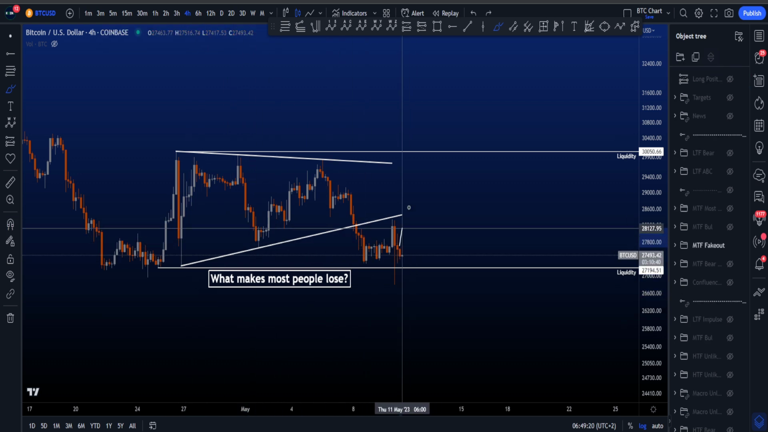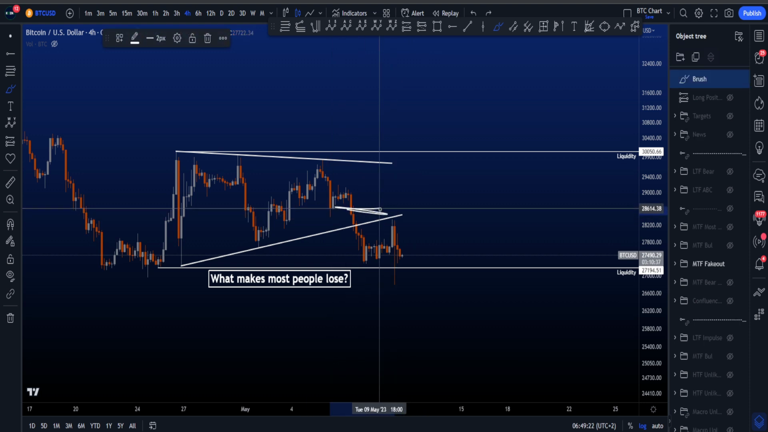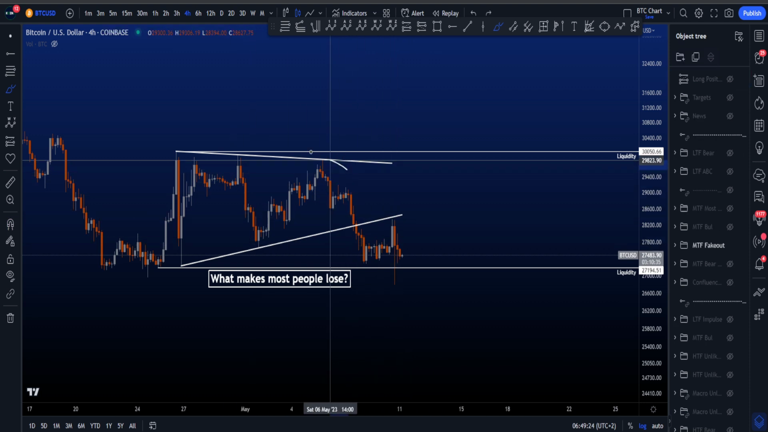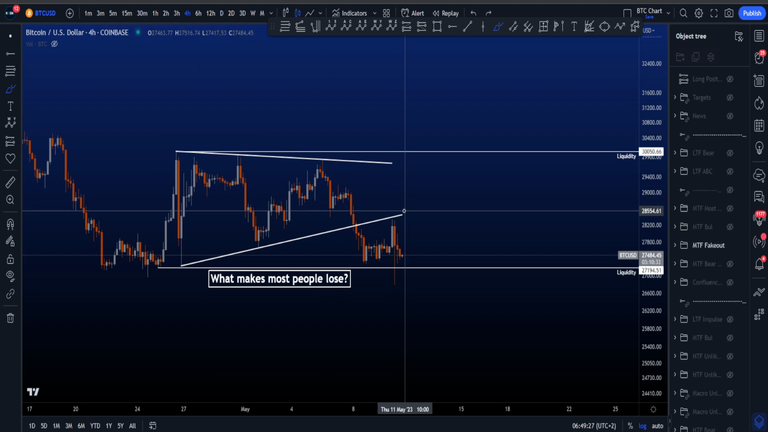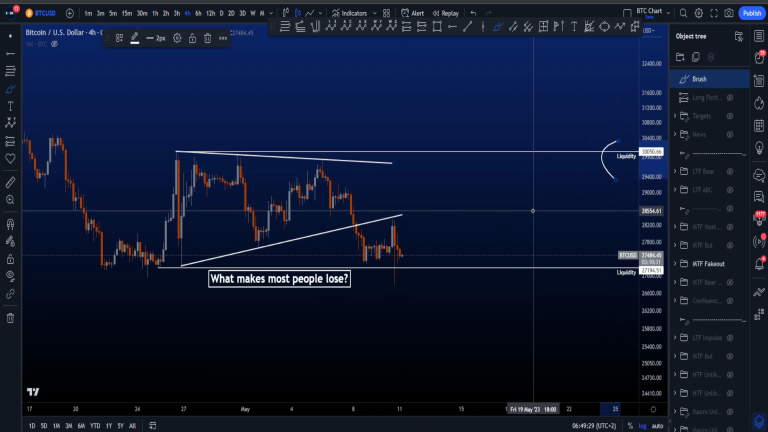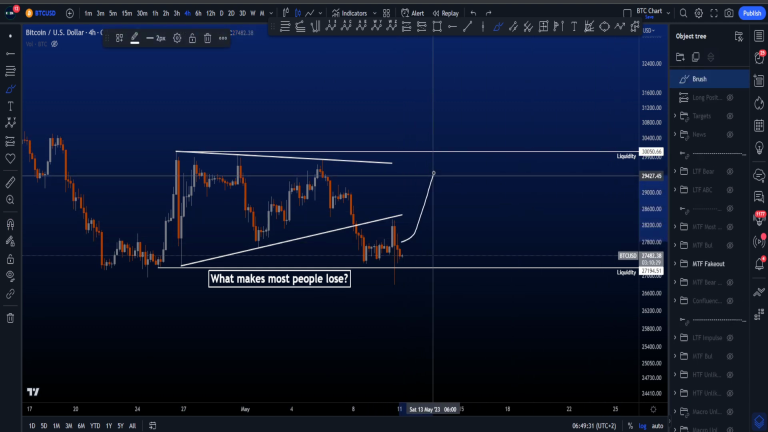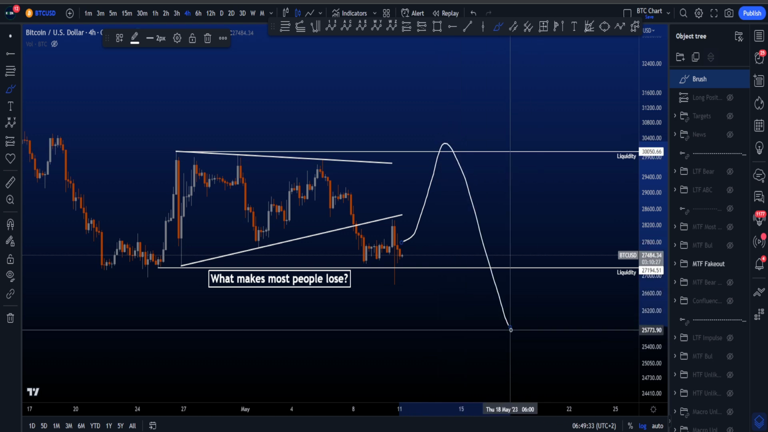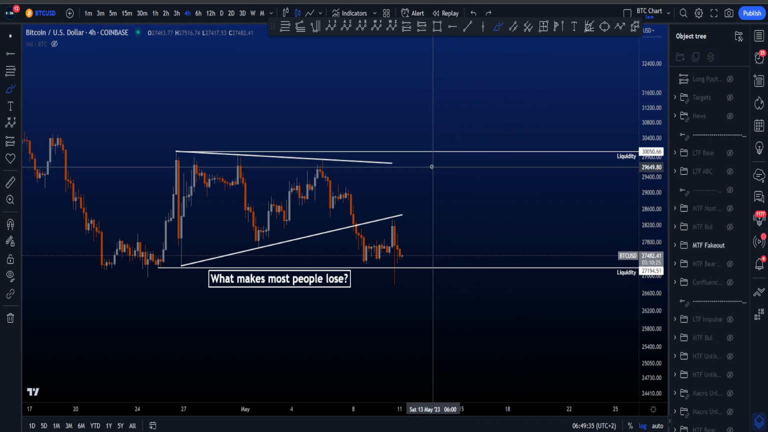But preferably, answering the question of what makes most people lose, I would like to see a move to the upside, where the breakout shorters of the triangle are going to be punished, and you have the stops over here above the highs. That is a very attractive liquidity area at 30K. So I would prefer, again, a move to the upside before then potentially going down or continuing up. I don't care, but at least taking the liquidity at about 30K.